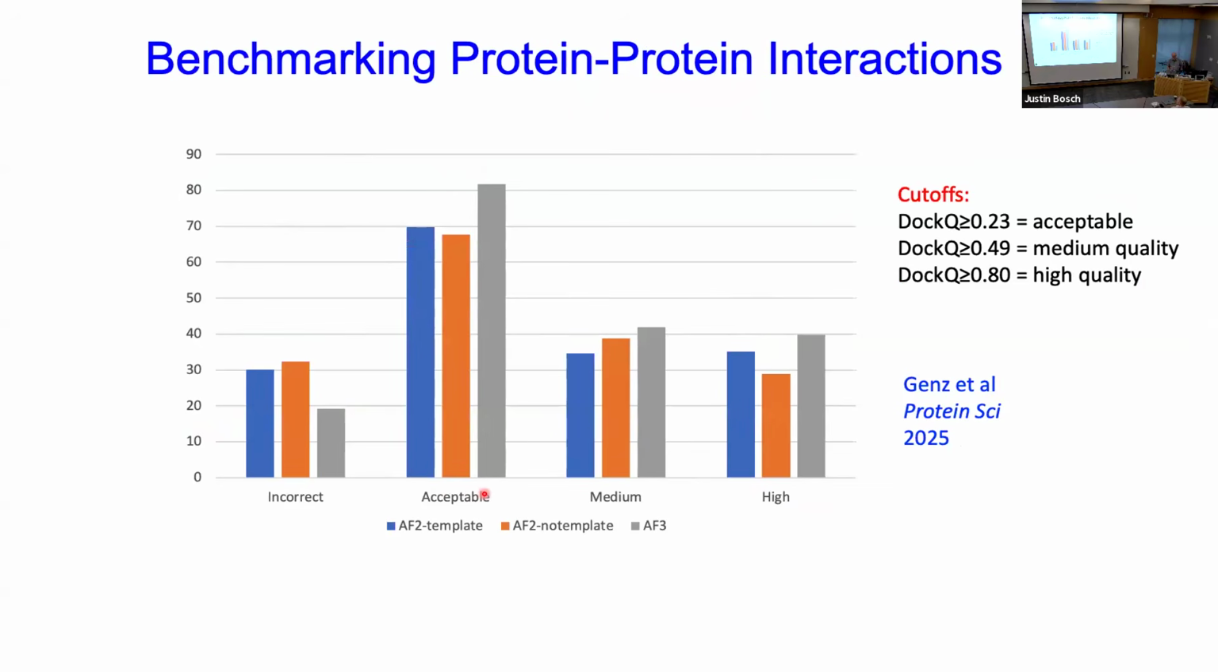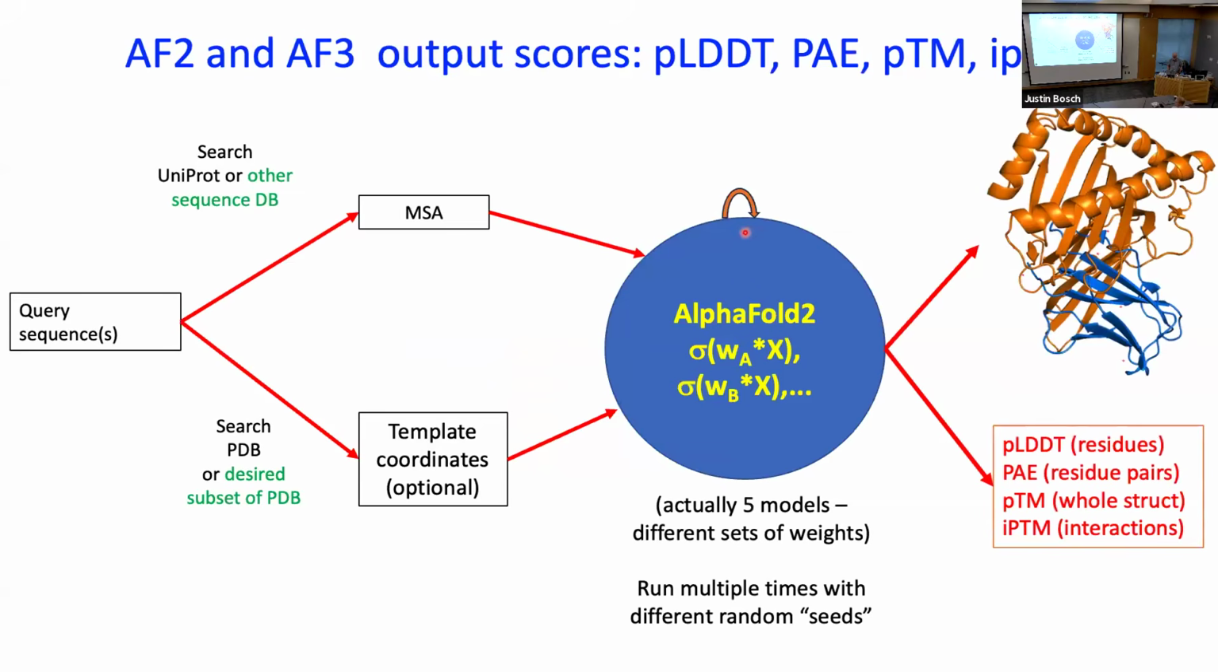This was a more recent benchmark of just protein-protein interactions, and it used that DockQ score. Greater than 0.23, the people that run CAPRI say is acceptable, 0.49 medium quality, 0.8 higher quality. This is the percent incorrect for AlphaFold 2 with a template, AlphaFold 2 with no template, and AlphaFold 3. AlphaFold 3 does a little bit better. In other benchmarks, AlphaFold 3 is about this. It's pretty close. AlphaFold 3 and AlphaFold 2 for protein-protein interactions are about the same. So we tend to use AlphaFold 2. So this is again another independent benchmark using DockQ.